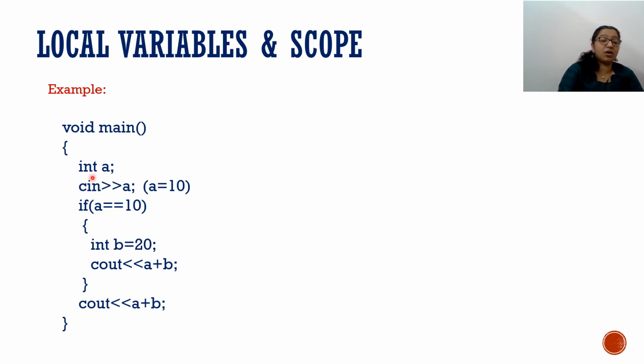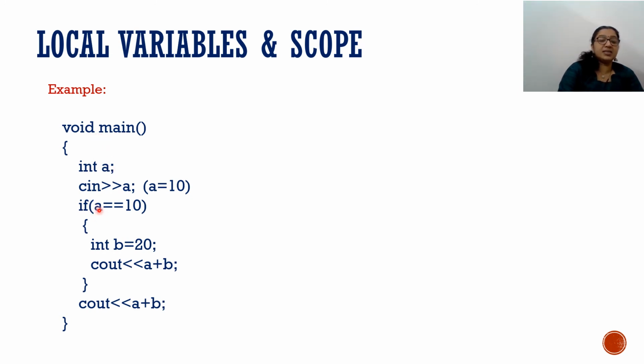See, how many local variables are there? 2. Is it int a and int b? Is there any difference in these local variables? Yeah. What is the difference? Int a is a local variable of this main. A is declared within this function. So a can be accessed from anywhere in the main, because it is declared within the main function.